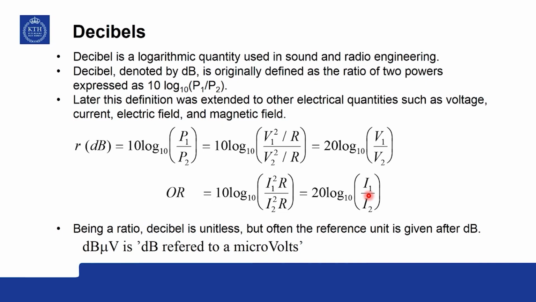So, being a ratio, decibel is unitless, but we refer to it as dB microvolt, dB referred to a microvolt, or dB watt, dB referred to a watt, or dBm, dB referred to milliwatt or millivolt and things like that. And if it is voltage or current, we define it as 20 log the ratio. If it is power, 10 log the ratio.